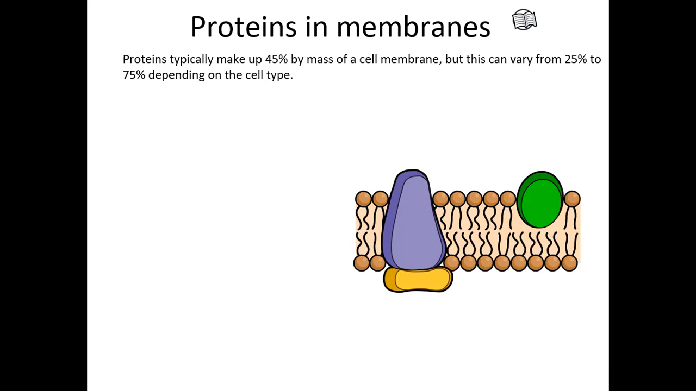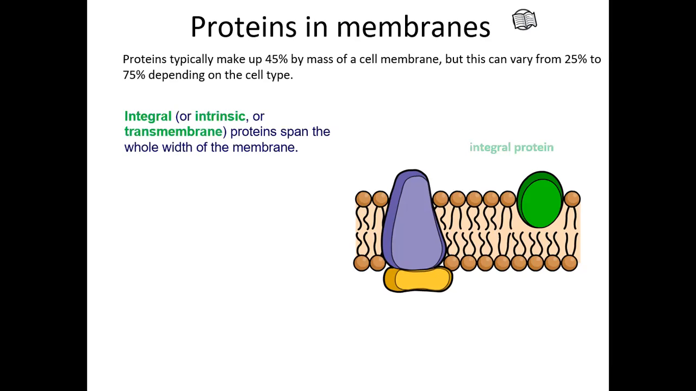Hair cells probably would have a lower amount. So we can have two different types of protein. We can have integral, also sometimes called intrinsic or transmembrane, which means the same thing. It's a protein that goes through the membrane. So this protein spans the whole width of the membrane, that whole 7 nanometers. So that's an integral protein.